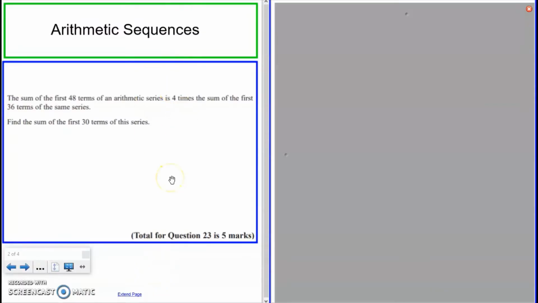Okay, let's have a go at this grade 9 question based on arithmetic sequences. The question does refer to the sum of the first 48 terms and the sum of the first 36 terms. In the formula booklet, you will be given a formula which will help you work out the sum to n terms of an arithmetic series. That is going to be vitally helpful in this question. This question has been allocated 5 marks. Could you have a go at this grade 9 question? Could you pause the video now, please?